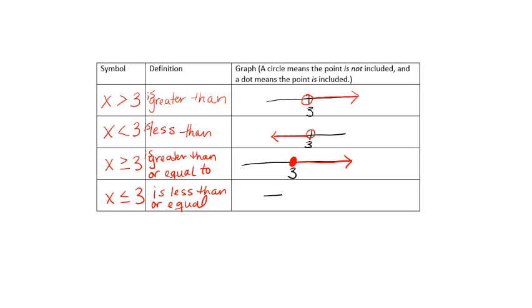If I want to do less than or equal to, again, I'm going to fill in the circle, and it's all the numbers less than. We say it goes towards negative infinity. If it goes in the opposite direction for greater than, we're saying that goes towards positive infinity. So those are your symbols: is greater than, is less than, is greater than or equal to, or is less than or equal to.